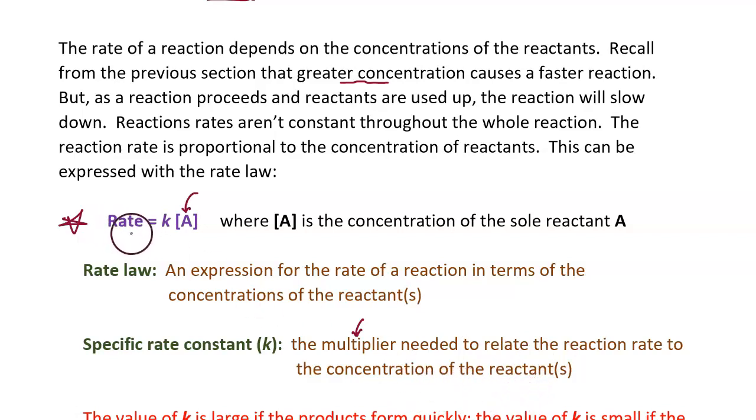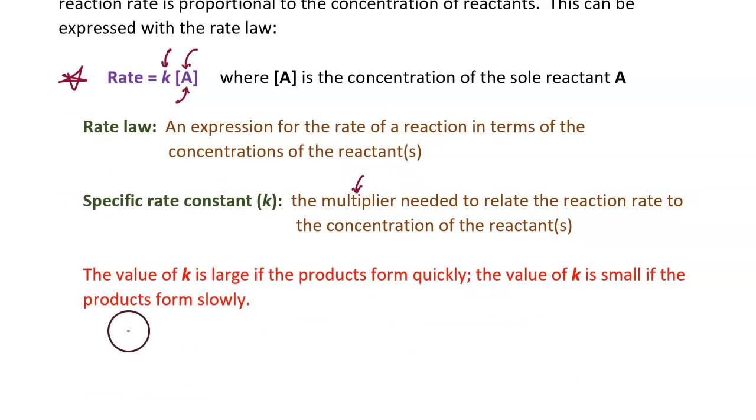So in the formula in purple ink, the rate of the reaction is equal to some number times the concentration of reactant A. Let's say you did an experiment and you calculated how fast the reaction is occurring when there is a particular concentration of reactant A. You could then use some algebra to discover the value of K that's needed for the equation to be a true equation. In general, the value of K will be a large number if products form quickly, and the value of K will be a small number if products form slowly.